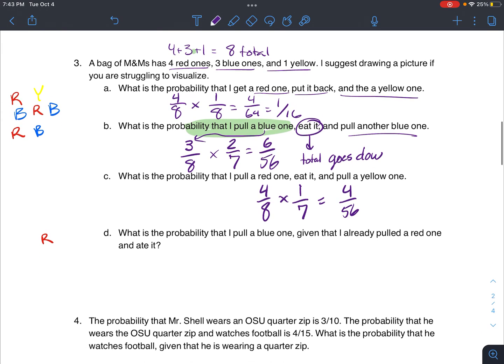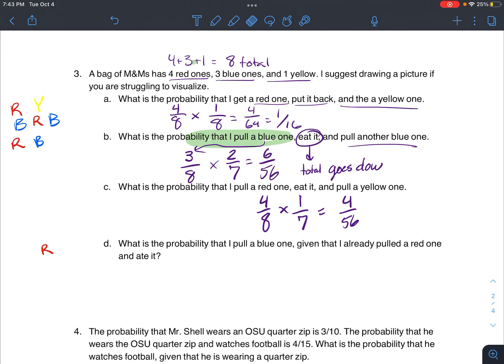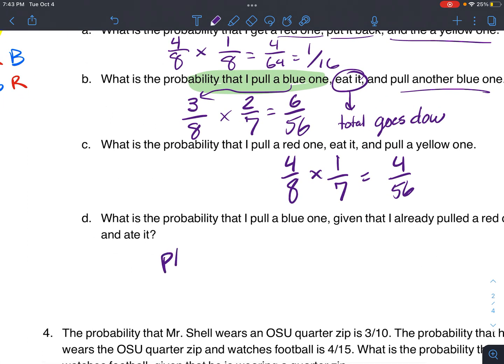Now what I want to do is find the probability I pull a blue one, given that I already pulled a red one. If I've already pulled a red one and ate it, this is like taking this one out of it and putting it down here. But let's go ahead and do it in the given fashion. The probability that I pulled blue, given that I ate a red one.